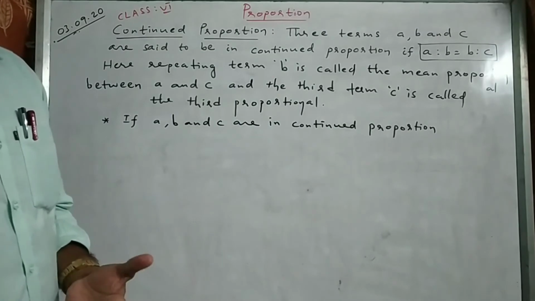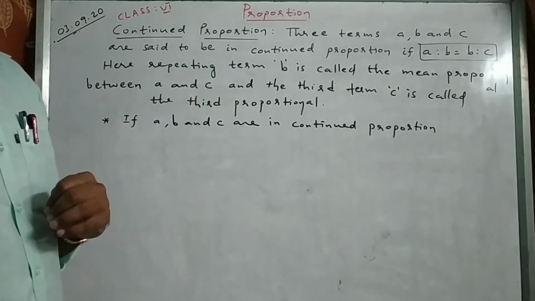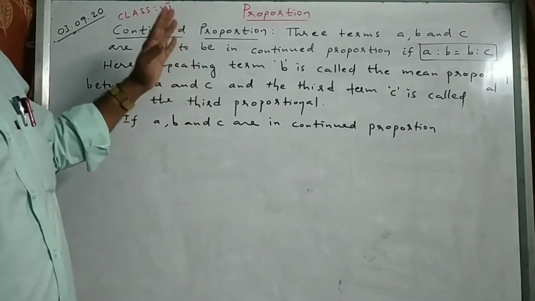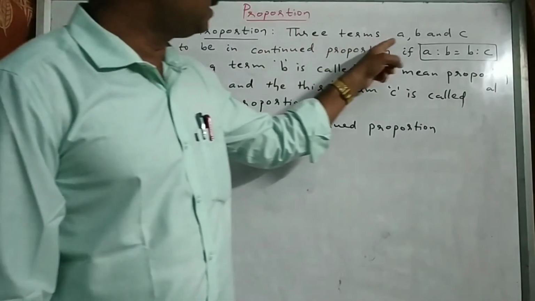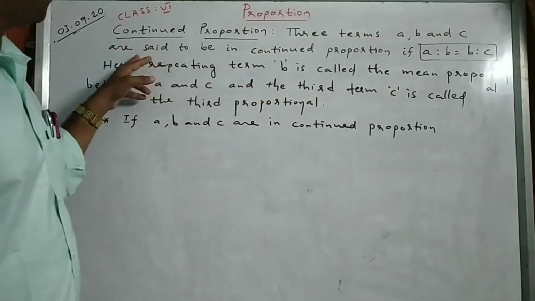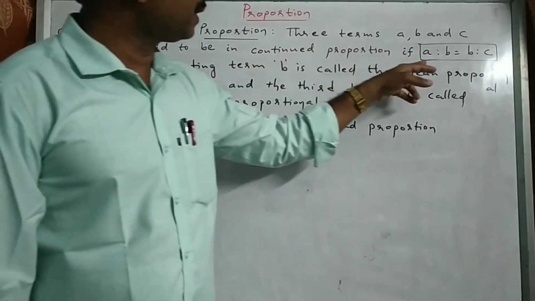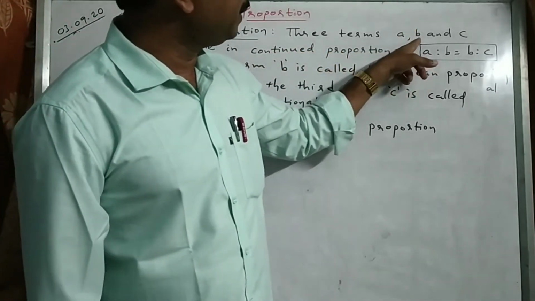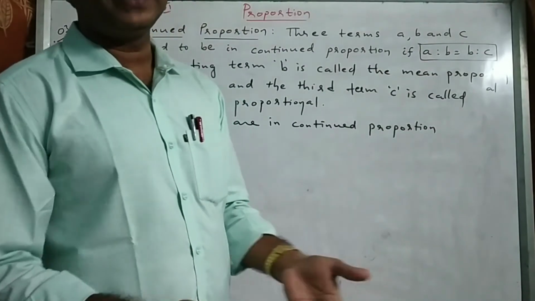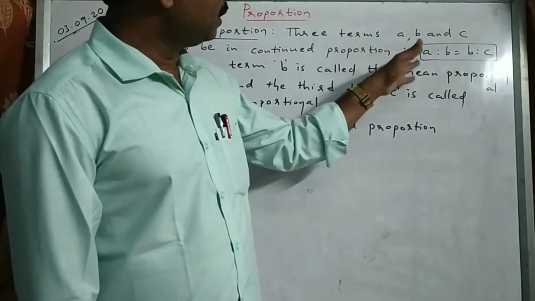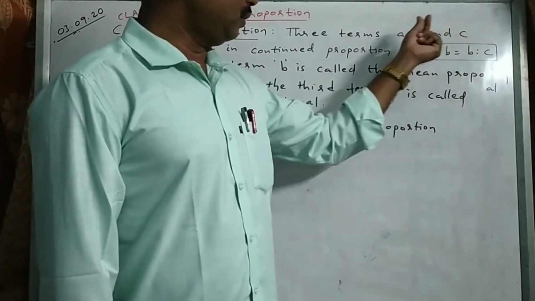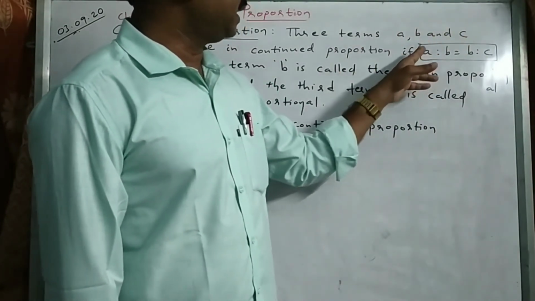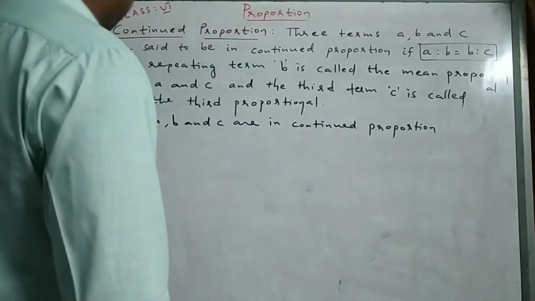Proportion means we should have 4 numbers. That is important. But continued proportion means 3 numbers are enough. 3 terms A, B and C are said to be in continued proportion if A is to B equal to B is to C. B will be repeated, that's all, nothing else. This is also a proportion only, but we need to have only 3 terms here. A is to B equal to B is to C.